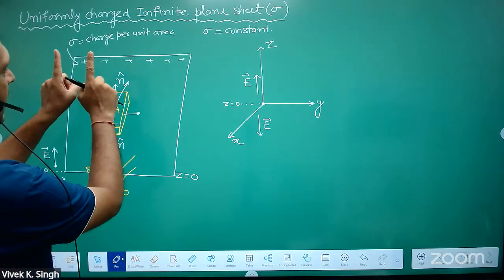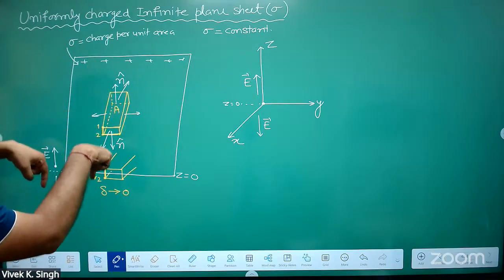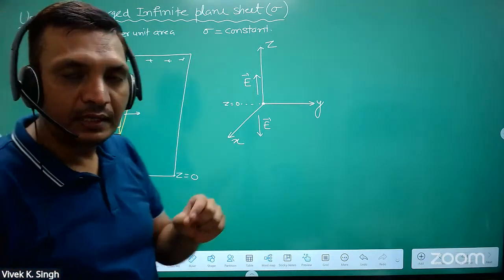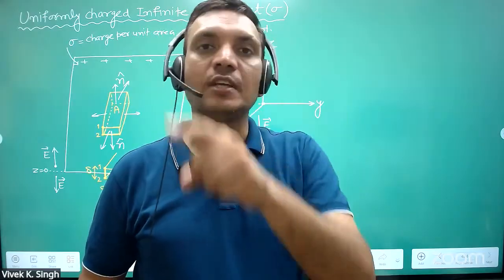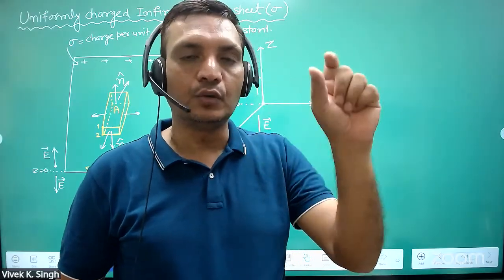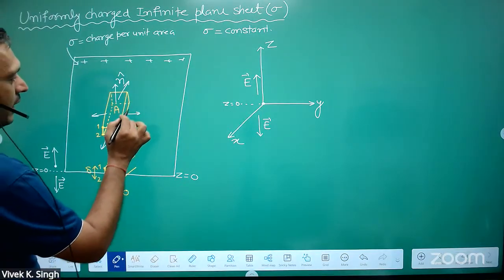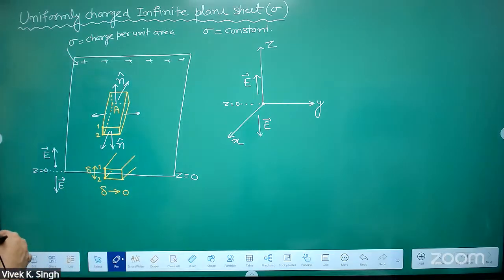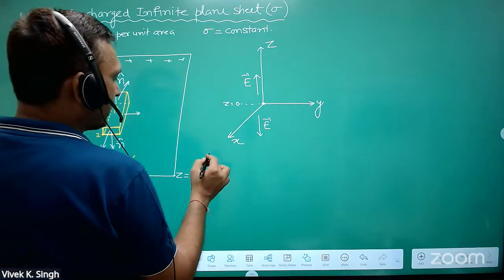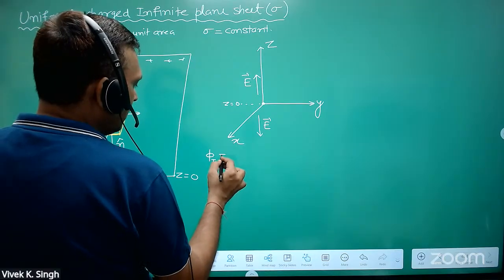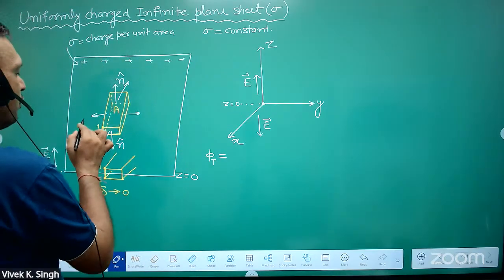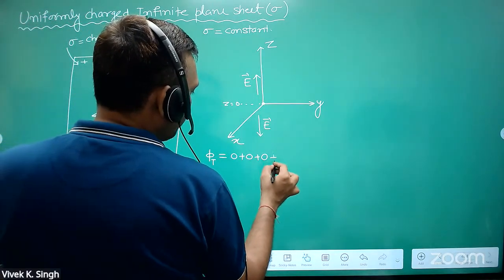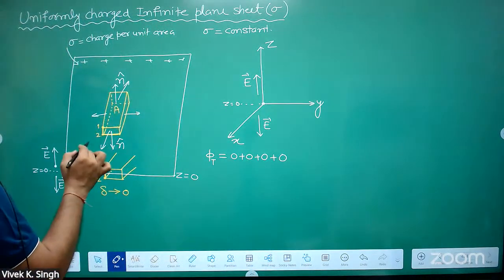ठीक है? 6 surfaces, E dot dA, but E is for upper surface. Just see E and dA, they are in the same direction, and for lower surface E and dA, they are in the same direction, and for all other surfaces E and dA are perpendicular, and the area of the surface is also 0. E, delta into this length into this length. So because this delta tending to 0, area tending to 0. ठीक है? So what will be total flux? Total flux for these 4 surfaces will be 0. Contribution of flux for these surfaces will be 0.